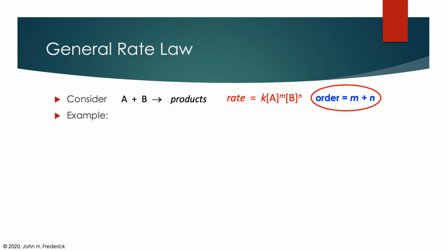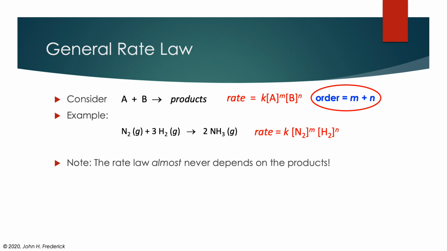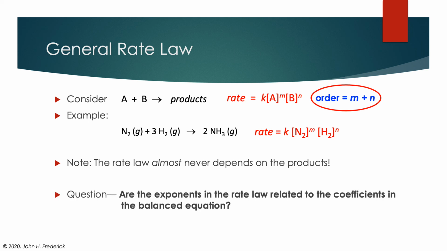Now let's look at an example. If I consider, for example, the synthesis of ammonia, the rate in this case is going to depend both on the concentration of the nitrogen and the concentration of the hydrogen, and they'll typically be raised to different powers. It can happen that they're raised to the same power, but it should be more general that they're raised to different powers. I should say that the rate law in these cases, we almost never write it as depending upon the products. So we're focusing on the reactants. The rate law is going to be equal to a constant times the concentrations of the reactants raised to different powers.